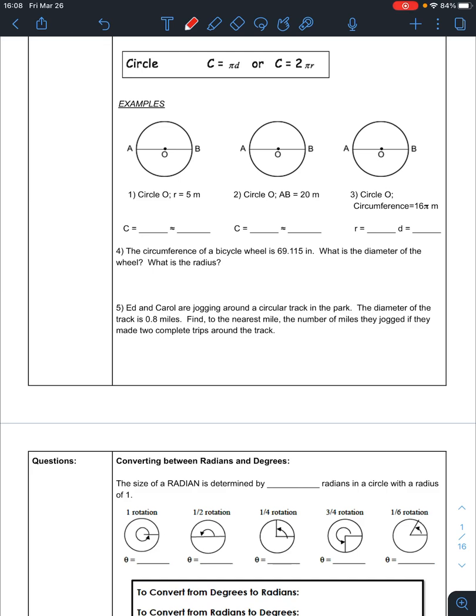So if I have a circle O that has a radius of 5, because I was given the radius, I'm going to use my 2 pi r. So circumference is 2 times pi times the radius.